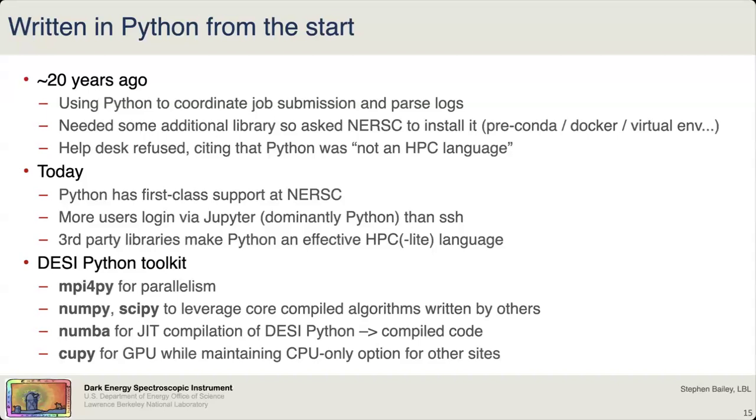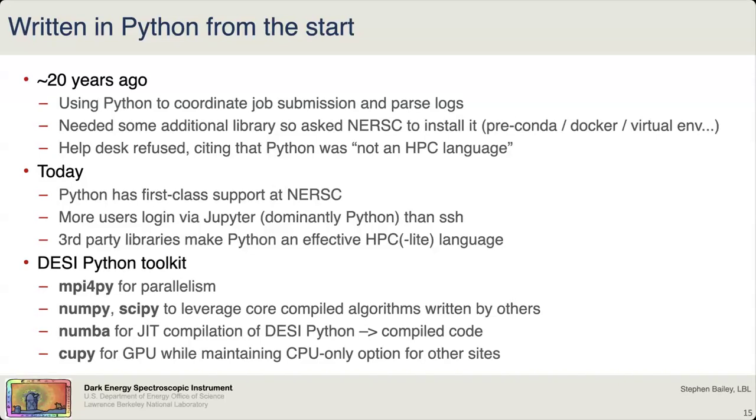For DESI, our Python toolkit is, first of all, mpi4py for parallelism, so we can scale up. We use NumPy and SciPy to leverage compiled code written by other people, not us, so we don't have to write compiled code. We do a lot of linear algebra, and those things are in LAPACK, wrapped by other people. It's great. We use the Numba library for just-in-time compilation, so we can write code in Python and it gets compiled on the fly and goes faster.